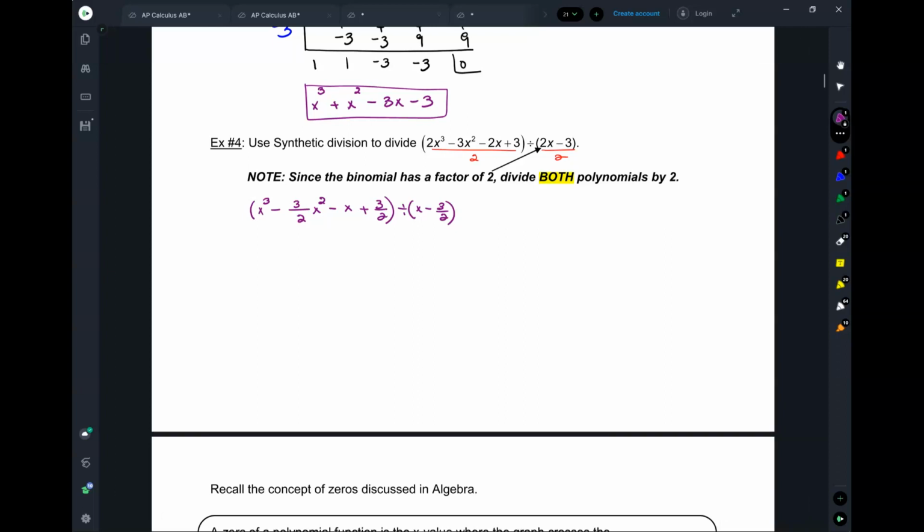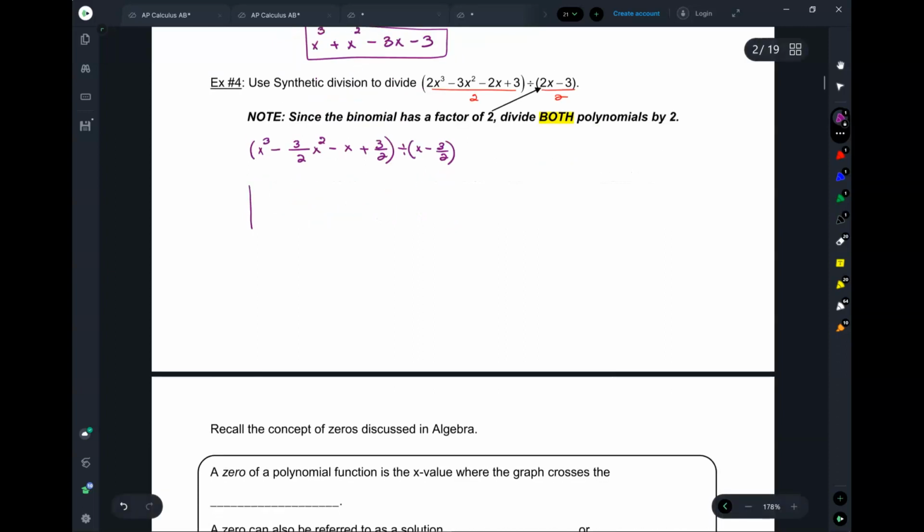The stuff before has now disappeared. This is all we're going to work with now. All right? So, let's do it. Let's look at the exponents. I have exponents of 3, 2, 1, 0. We're good. Okay. My coefficients are 1, negative 3 over 2, negative 1, 3 over 2.